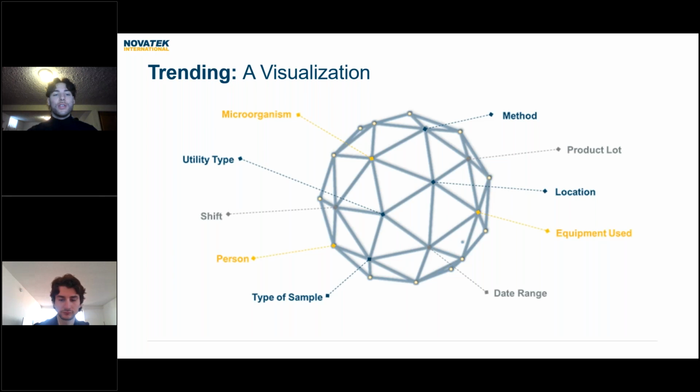And just to help better show that, here's a visualization of the trending process, as it really is like an interconnected web of how trending is able to help you keep a comprehensive approach and how you can stay proactive. You're really able to utilize everything from your microorganisms to your methods, product lot, location, your type of sample, who did it, when it was done, really any possible variable that you can extract from the raw data entry.